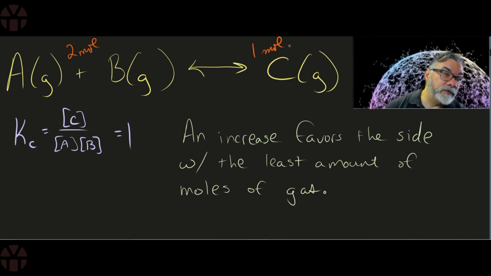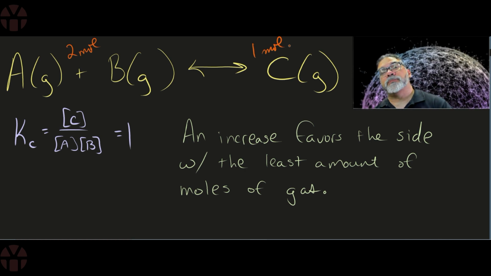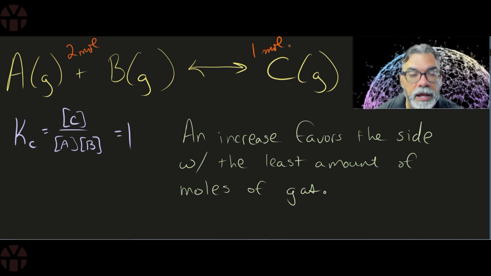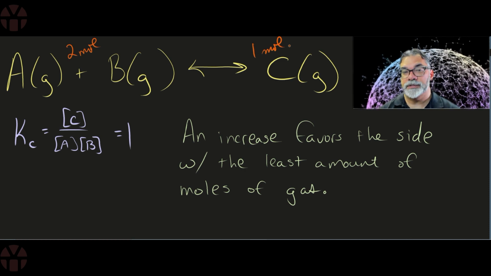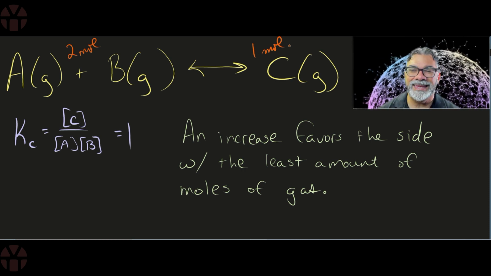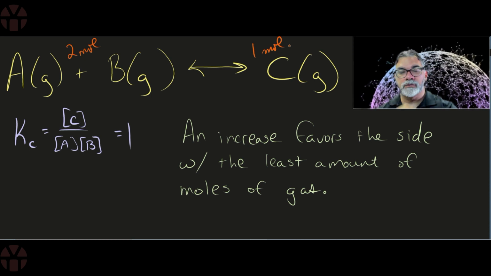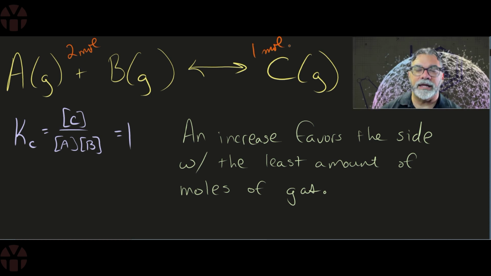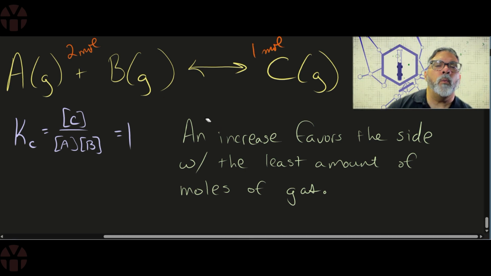Well, the converse, therefore, must be true. If we decrease the pressure, then a decrease in pressure will favor the side with the greater number of moles of gas. So if we decrease the pressure, in this case, we're going to favor my reactants. So we're going to be making those guys all the way on the left-hand side. The question really becomes, well, why is that?